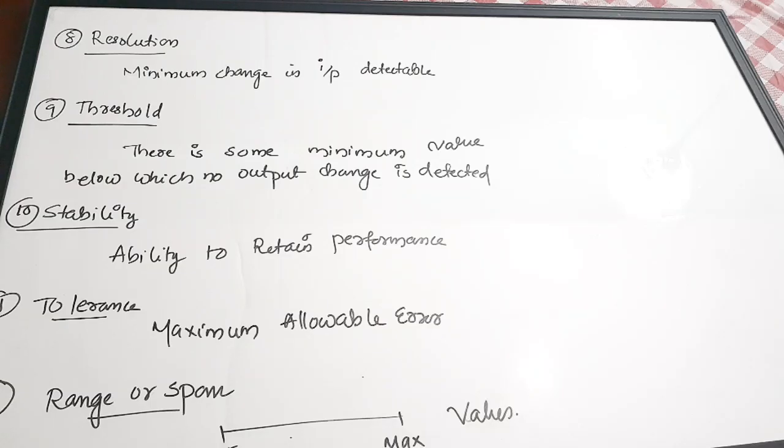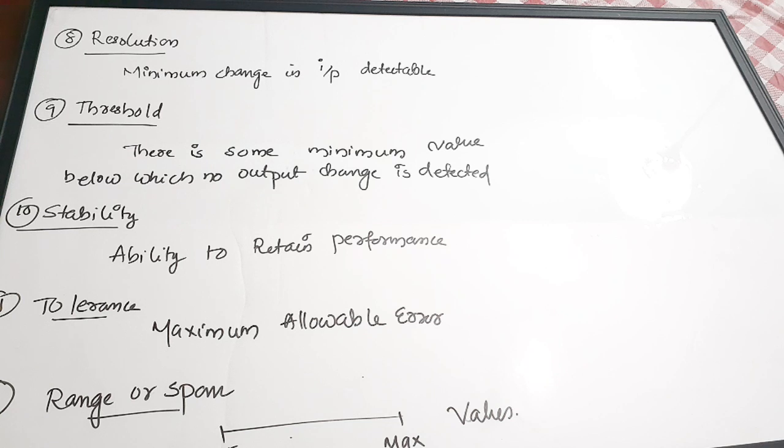The eighth characteristic is resolution. Consider that your input is increased from some arbitrary value, but the output doesn't change until the input exceeds a certain range, and this range is called resolution. In simple words, resolution is the minimum change in your input which is detectable. Only after that range will your output detect the input change. So that is resolution. Just like the ADC resolution, we say the minimum change is the resolution here also.